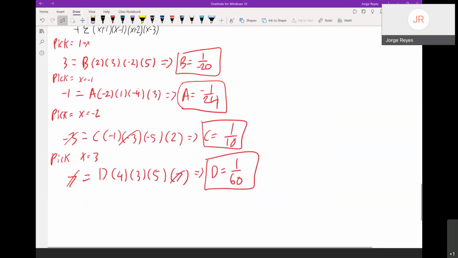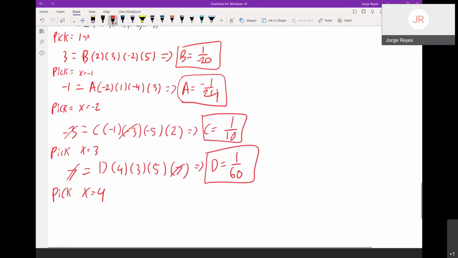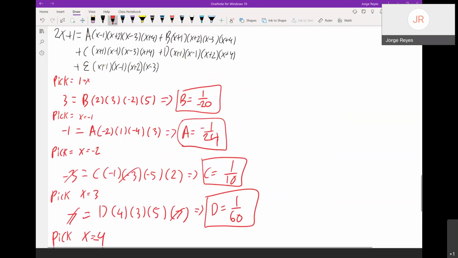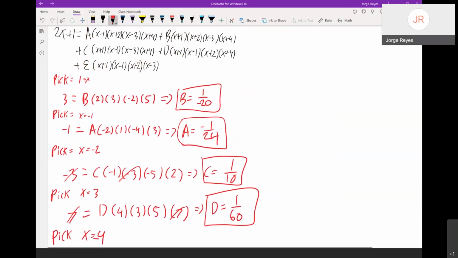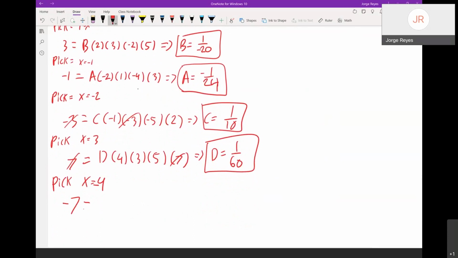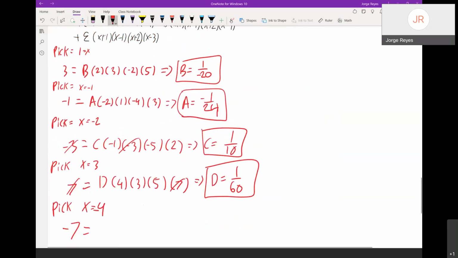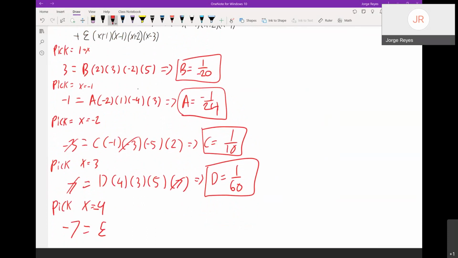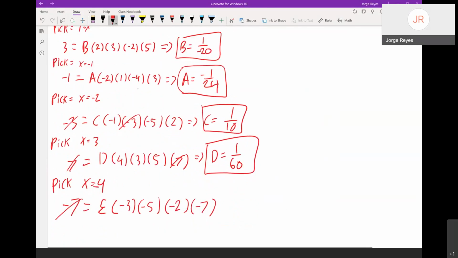And then finally, we get to the last one, 4, or should it be -4? It should be -4. And so -4 is going to give me -8 plus 1, so -7. And then E is the only one that will be left, so E, -3, -5, -2, -7. So those cancel, thankfully. And you get -30. So E equals -1/30.